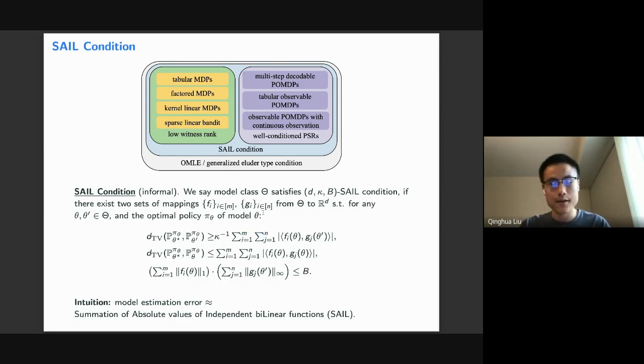And we can show that observable POMDPs and decodable POMDPs, as well as well-conditioned PSRs, satisfy this Thiel condition with moderate d, kappa, and B. We can also show any problems that satisfy low witness rank will also satisfy this Thiel condition. Any questions? Please.